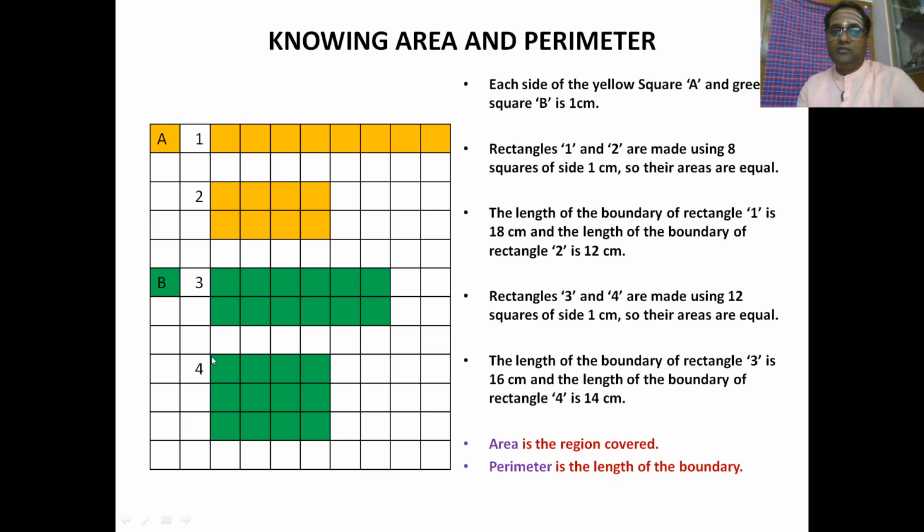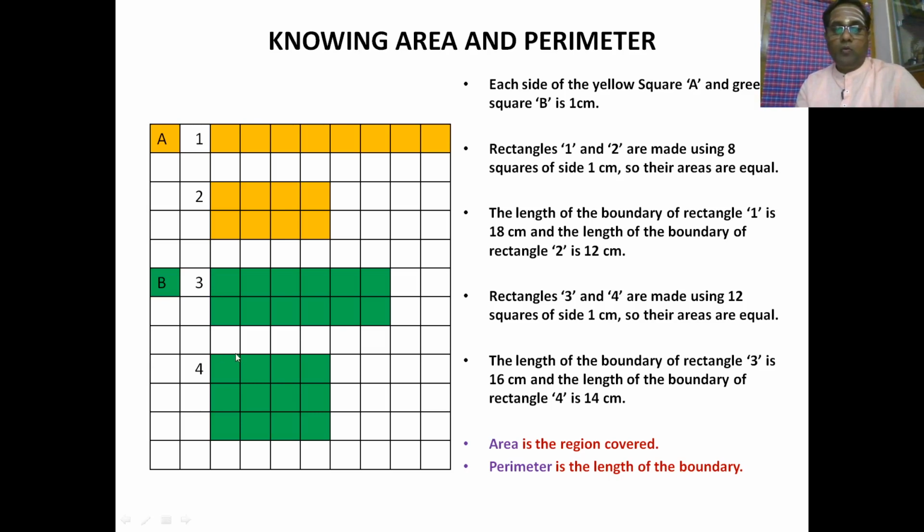Similarly, let us find the boundary of rectangle 4. See, there will be two sides. Since it is a rectangle, opposite sides are equal. So we shall see only one side and we can double that side because opposite sides are equal.